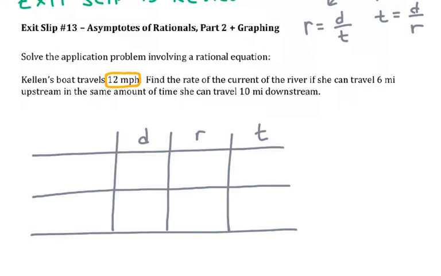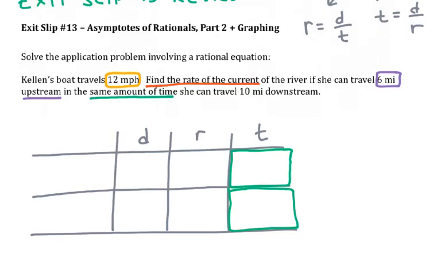So it sounds like the unknown quantity is the rate of the current of the river if she can travel 6 miles upstream. Okay, so 6 miles upstream is another number we're given. In the same amount of time, that's important. So let's underline that. In the same amount of time, okay. So whatever time we have up will be the same as the time down, okay. If she can travel 6 miles upstream in the same amount of time she can travel 10 miles downstream.